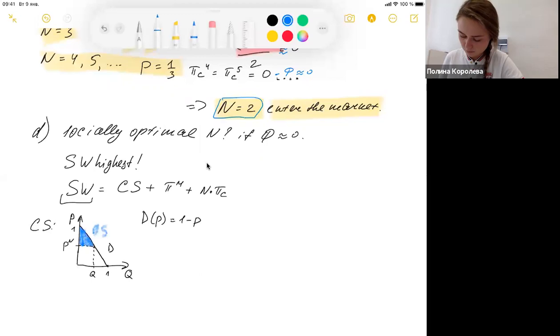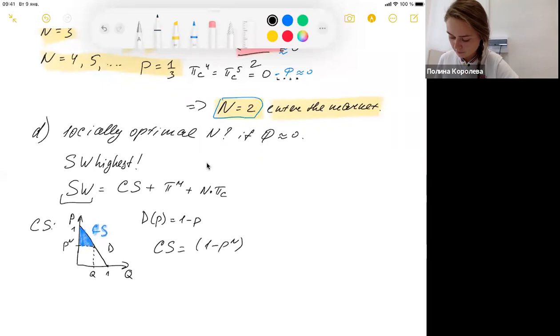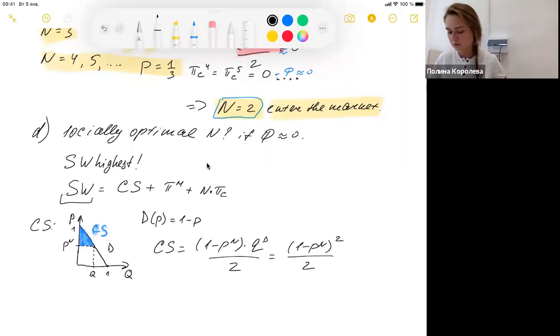So the formula for consumer surplus in our task will be the area of this triangle. This is 1 minus price multiplied by quantity over 2. But this quantity is the demand, so this will be (1 minus price) to the power of 2 over 2, because the demand is 1 minus price. So this is the consumer surplus.